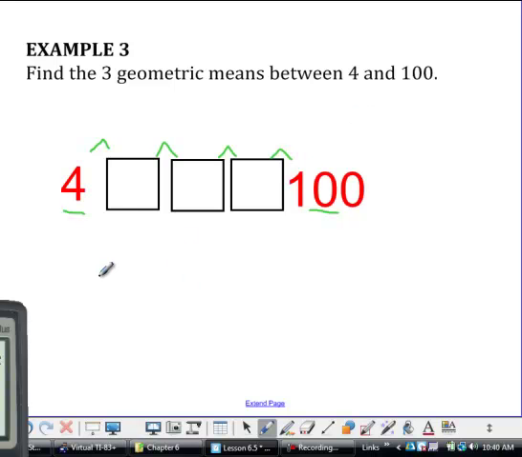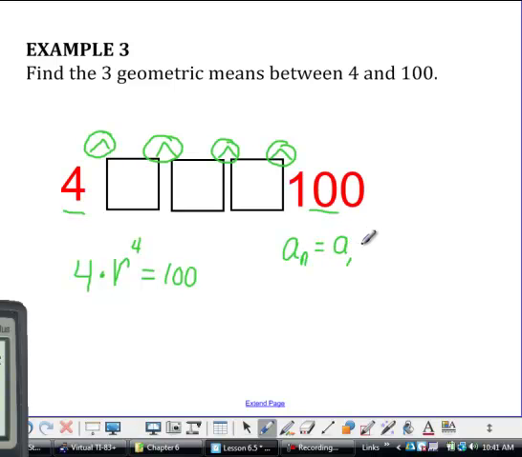Okay, common sense says this. I took the number 4 and I multiplied it by some ratio. And how many ratios? 1, 2, 3, 4. I multiplied by the ratio four times, so it's raised to the 4th power. And that got me to 100. Once again, this is the explicit formula. Any term is found by taking the first term and multiplying it by r raised to the n minus 1. Well, I have 5 terms here.